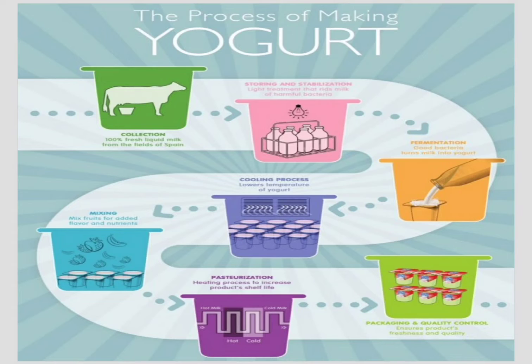And finally comes the packaging and the quality control process, wherein the yogurt is first checked with regards to its quality, and then it is packaged and sent out to different centers for delivery. So this is the process of making yogurt at an industrial level.